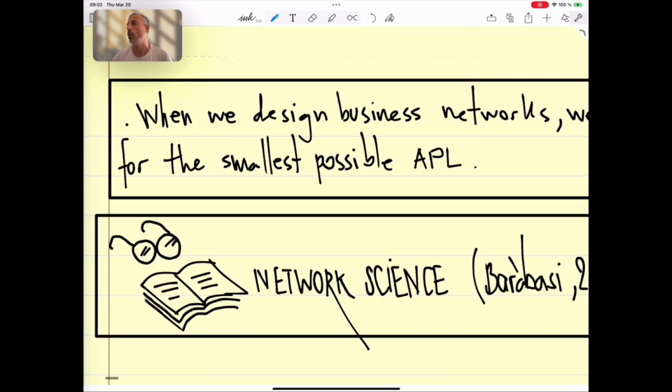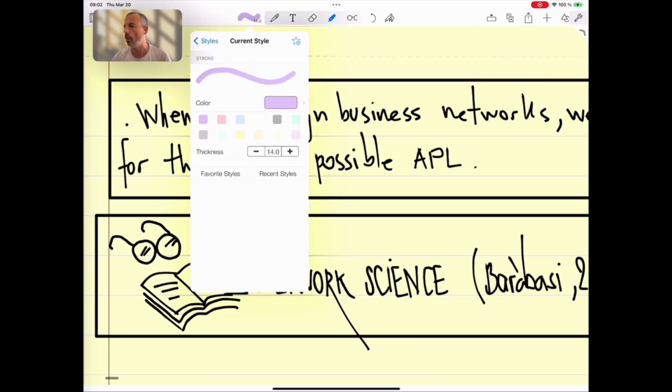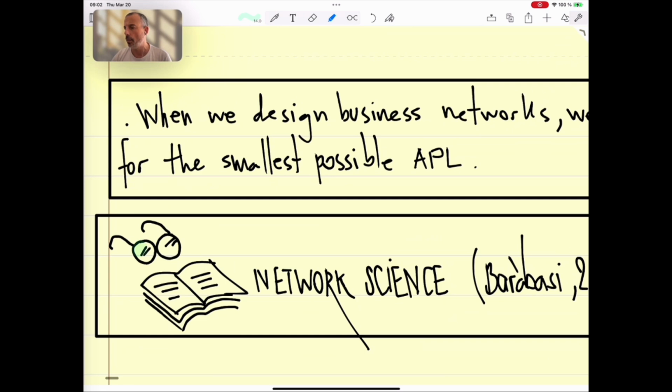Das ist schön, oder? Machen wir die Glasses.